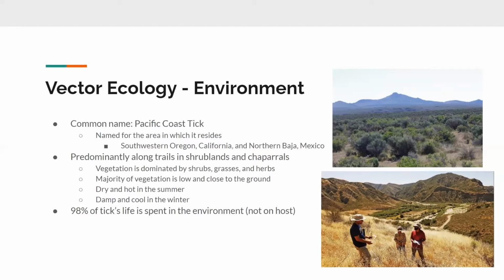About 98% of the tick's life is actually spent in the environment and not on the host. So if you look at these two images, the top one is a shrubland in Oregon, and the bottom one is a shrubland chaparral in California. And you'll also note that there's trails in that image because ticks really prefer these trails. Now, this tick is actually the most common tick in California, but it is often mistaken for other species in the Dermacentor genus.